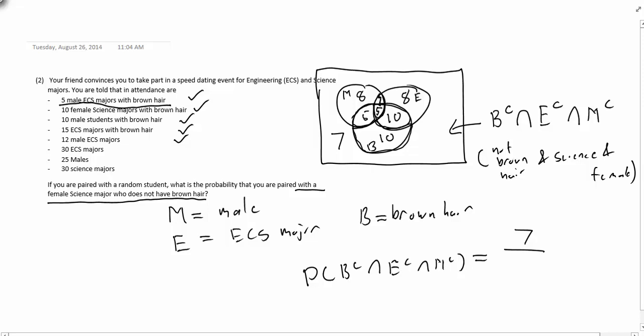And so to figure out the probability of getting paired with one of those students, we would just divide by the total number of students in the space, which you can easily tally up to be 60. And that gives us the desired probability.